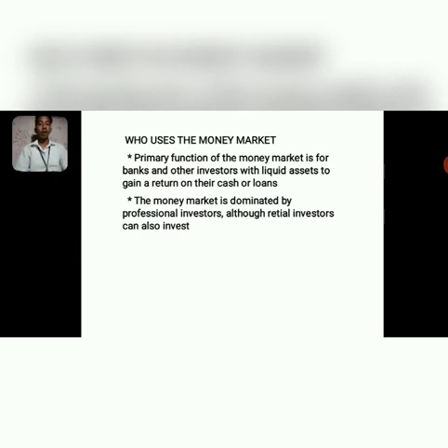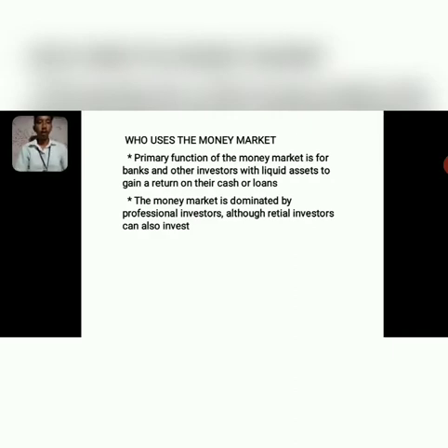I will report on who uses the money market. The primary function of the money market is for banks and other investors with liquid assets to gain a return on their cash or loans. Banks and other investors who have unneeded cash provide short-term funding to other banks, brokerages, and other borrowers, and at the same time gain a return on their investment within a year.